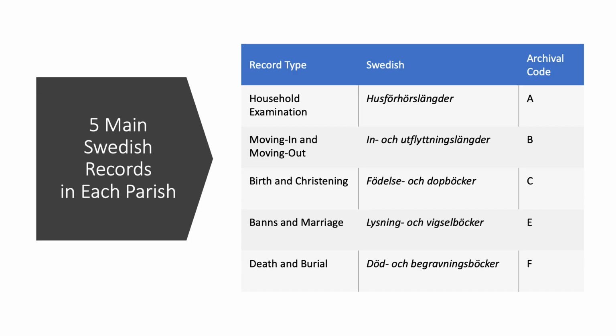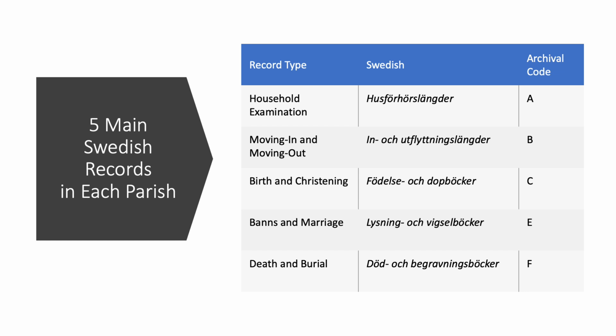The Swedish people are excellent record keepers. They have kept and preserved many different types of records for hundreds of years, but the ones I want to talk to you about today are the 5 main church records, which are the household examination records, the moving in and moving out records, the birth and christening records, the banns and marriage records, and the death and burial records.